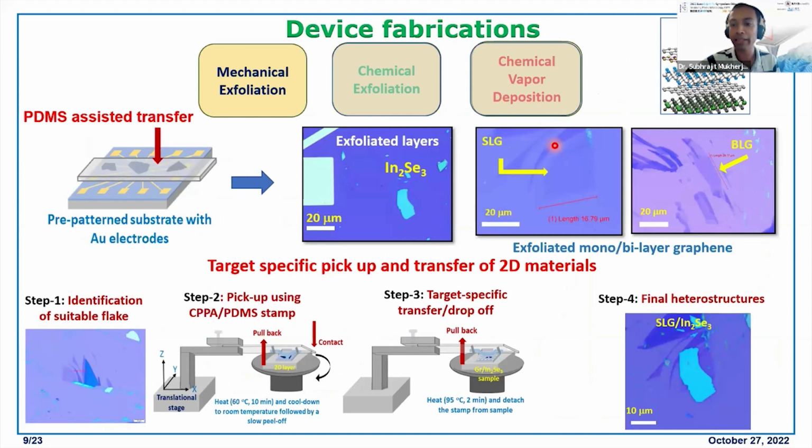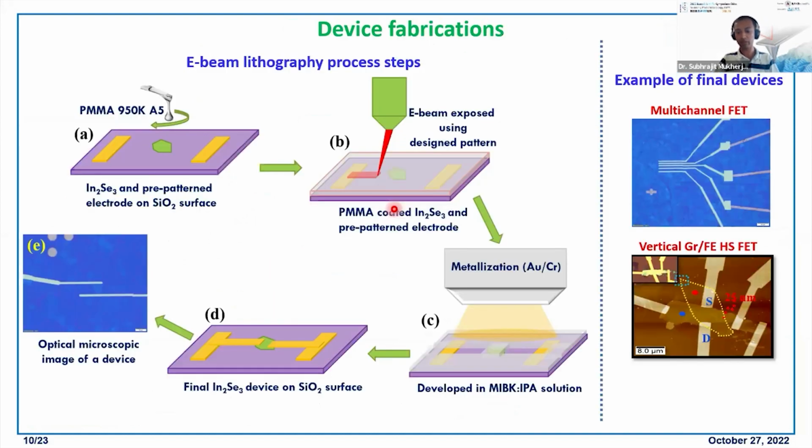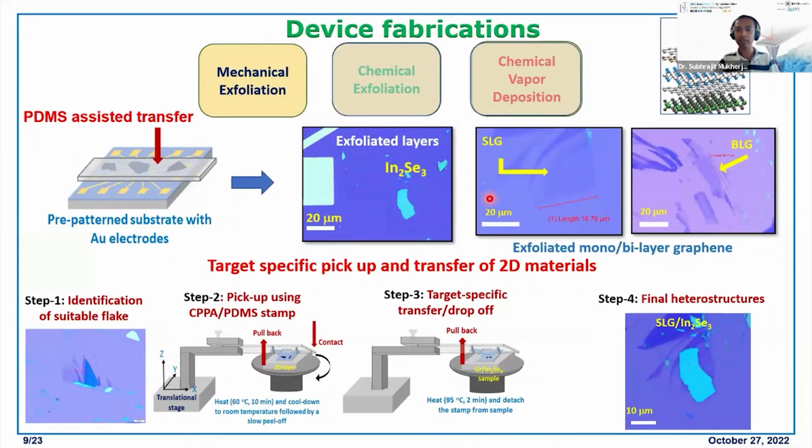So how do we make the devices? For that purpose, we use mechanically exfoliated layers. It's a PDMS-assisted exfoliation. First we exfoliate on Scotch tape, then on PDMS. Then we locate a suitable layer, and we transfer that particular layer onto our pre-patterned substrate. This is just an example of indium selenide on the silicon oxide surface. And for fabricating heterostructures, you use a graphene layer. This is just an example of the graphene.